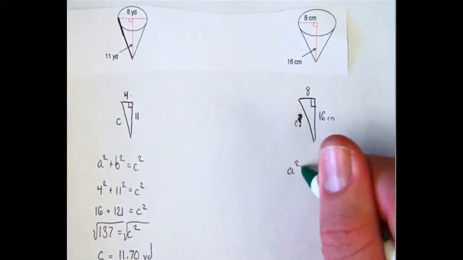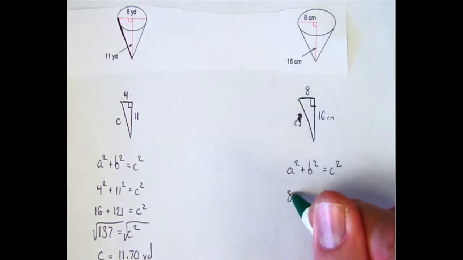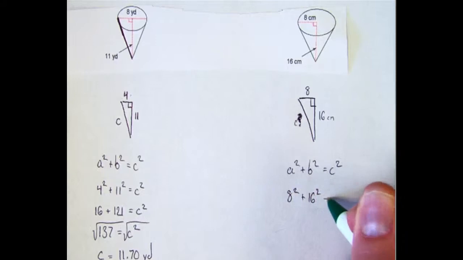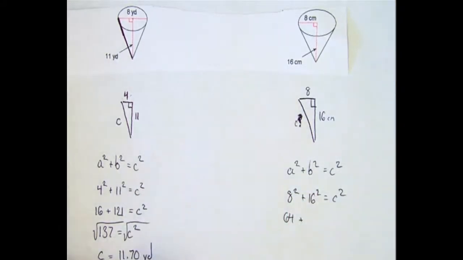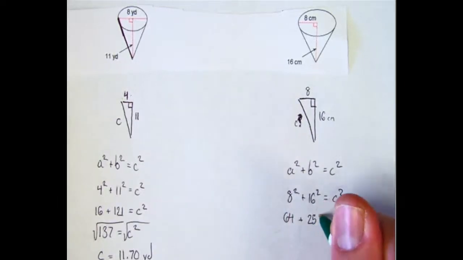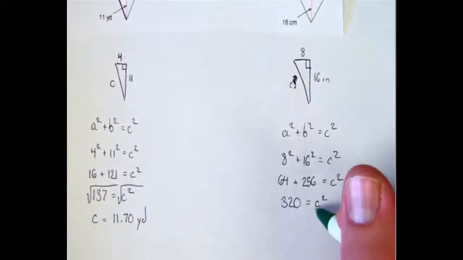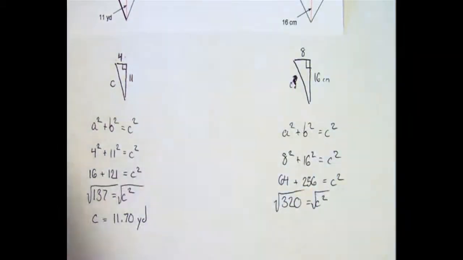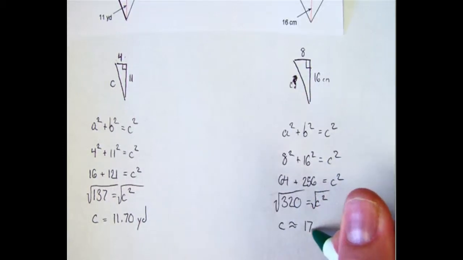So we set up a squared plus b squared equals c squared. I'm going to say that a is 8 and b is 16. 8 squared is 64. 16 squared, my calculator is about to tell me, is 256. And add those together, and I get 320 is c squared. So now in order to find just c, I'm going to take the square root of both of those, and the square root of 320 is about 17.89 centimeters.